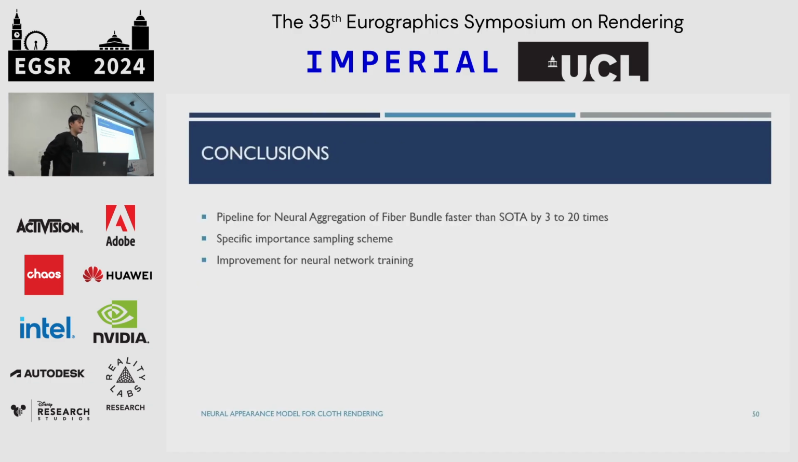So in conclusion, we provided a neural aggregation approach for fiber bundles that is 3 to 20 times faster than the state-of-the-art, as well as an importance sampling scheme, which is complementary to our neural approach, as well as some minor improvements in the neural network architecture.